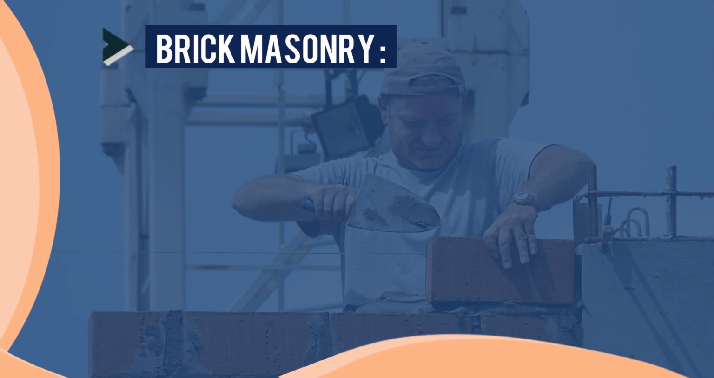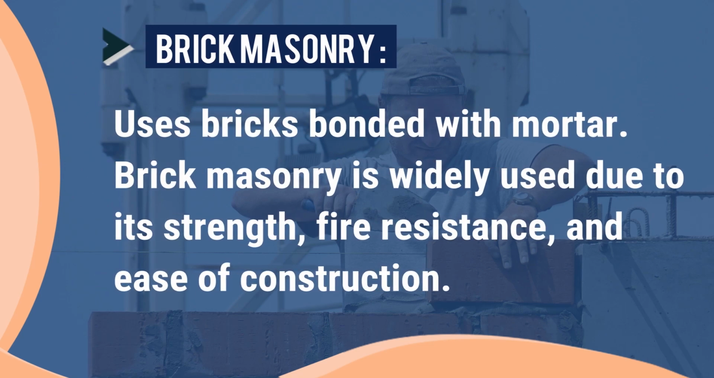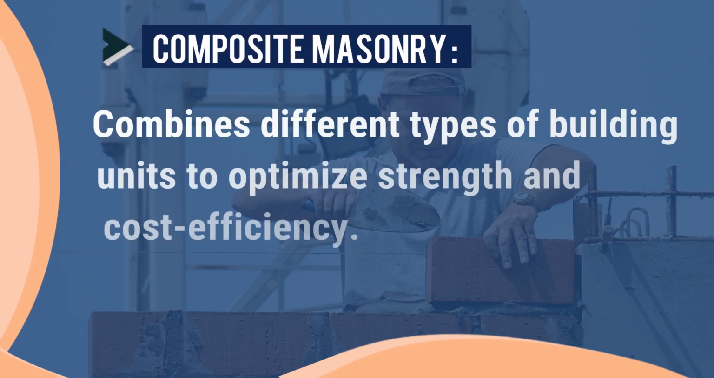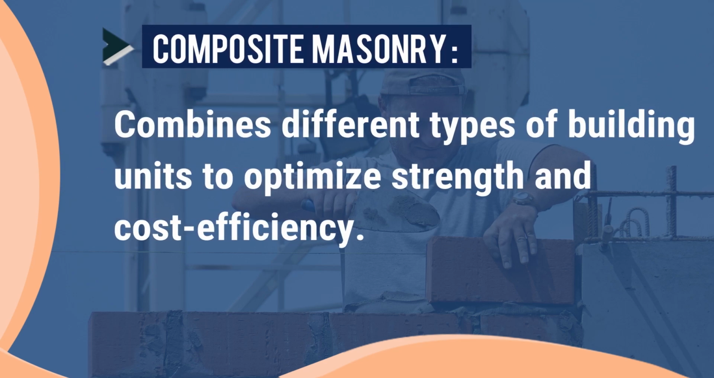Then the brick masonry uses bricks bonded together with mortar. Brick masonry is widely used due to its strength, fire resistance and ease of construction. Then the composite masonry combines different types of building units to optimize strength and cost effectiveness.